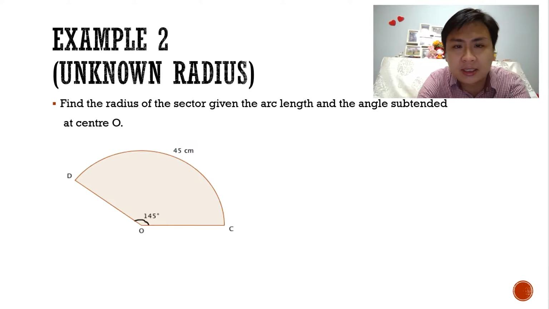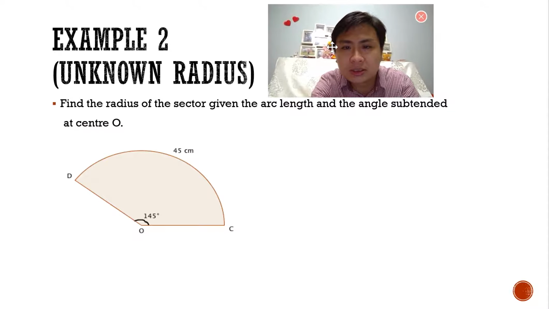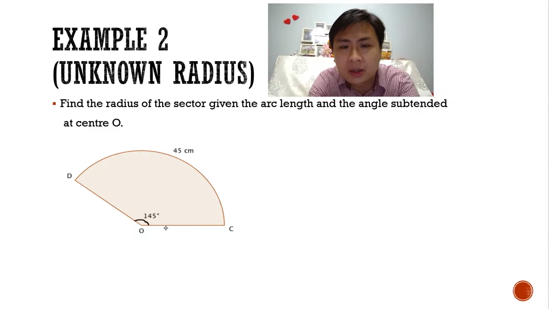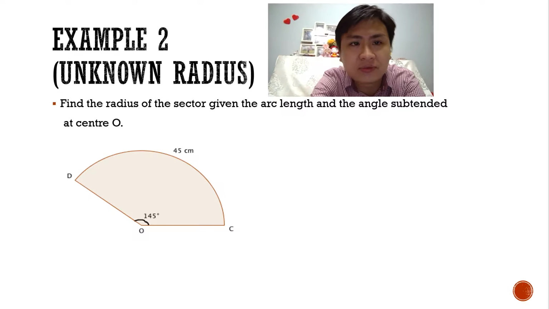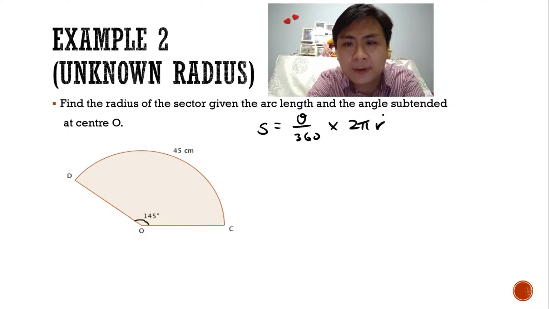Let's take a look at the second example. In this second example, we are actually given the arc length and the subtended angle. Our job now is to actually find the radius of the sector. So same thing, we'll apply the formula. Write down the formula for arc length first. So S is equals to theta over 360 multiplied by 2 pi r.